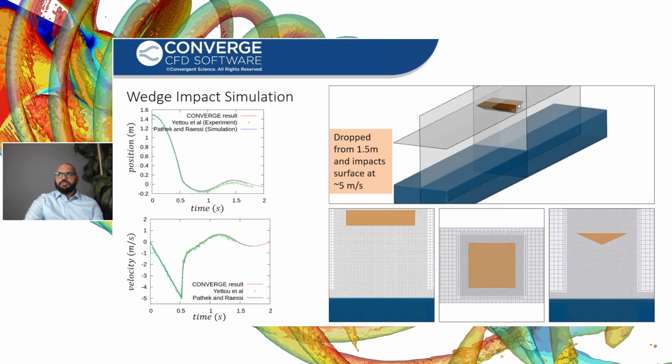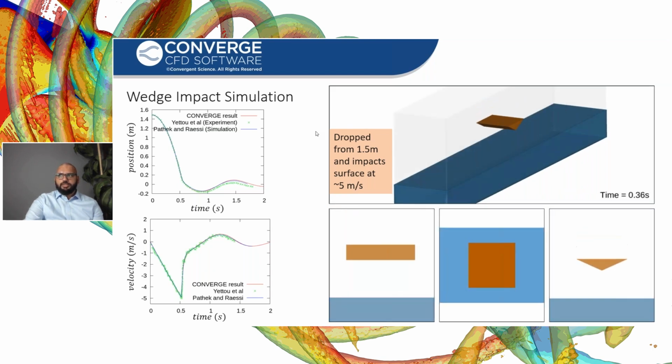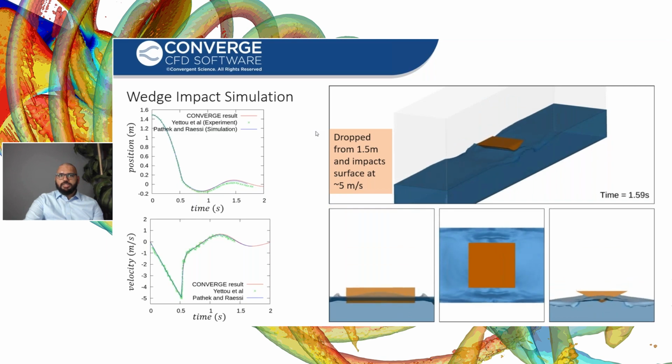Here is a validation example, a triangular wedge, which is dropped into water. As the wedge impacts the surface of water, you get a huge impact force. Without implicit FSI, the simulation would blow up at that point. You can see we are able to capture well both the position and the velocity and match well with the data from experiments and the simulation.